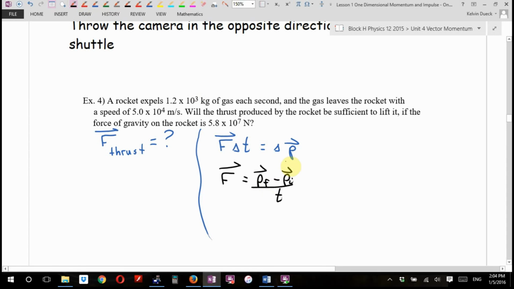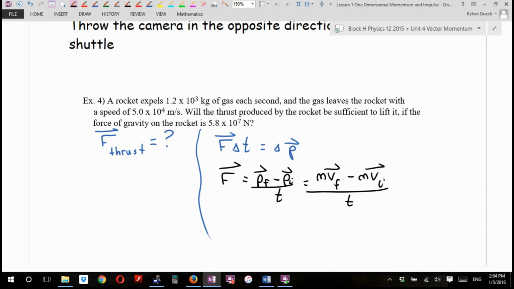Okay, so this is really going to be mass times final velocity vector minus mass times initial velocity vector, all over time. What mass? The mass of the gas that's being ejected. What's the initial velocity of the gas? I've seen rocket engines, the gas starts out at rest. Then you ignite it. Okay?